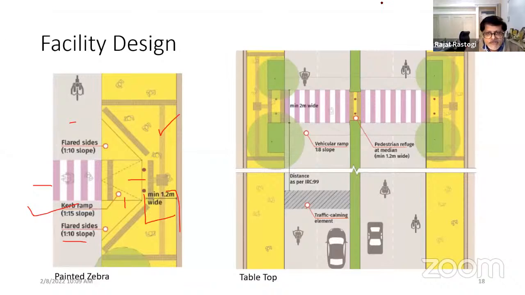Here there is another type of facility being talked about, where the zebra crossing which is being provided is at the same level as the footpath, and there is no requirement of any slope or ramp at this point for the connectivity. But when you have this tabletop, then you need to have a slope on this side. So this slope is 1:8, that remains the same. But what it says is that with respect to this zebra crossing location, there should be a traffic or speed calming measure taken at a certain distance, and that should be as per the IRC codes.